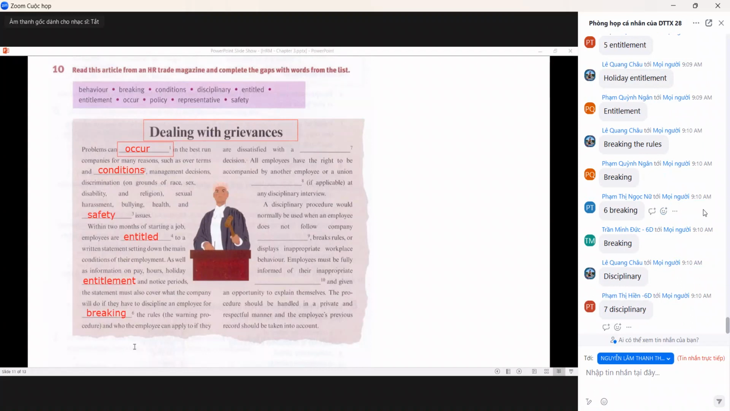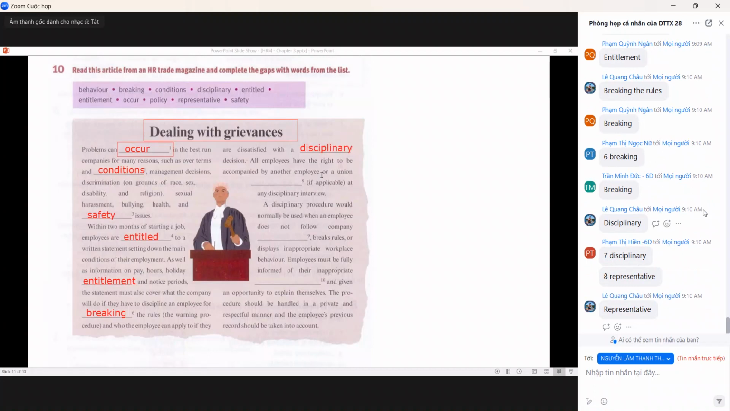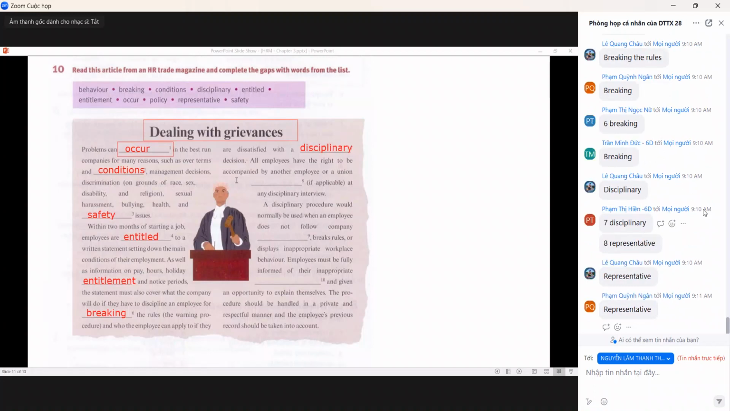Seven, disciplinary decision. Yeah, thank you. All employees have the right to be accompanied by another employee or a union representative. Representative. If applicable, at any disciplinary interview.